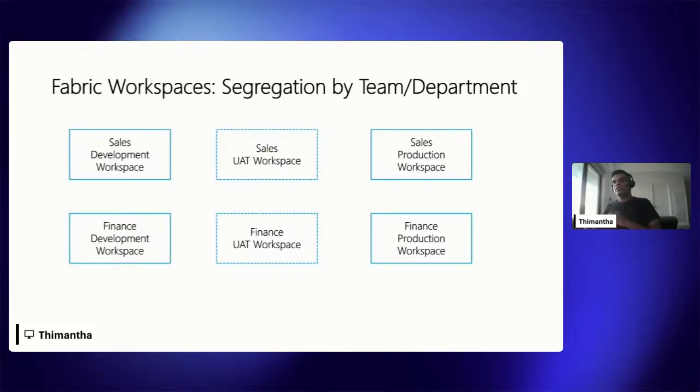So you can see that the best practice of having development to UAT to production workspaces is incorporated when you're segregating the workspaces, right? That is something you need to keep in mind, to always have those environment-level workspaces. So this is one way of segregating workspaces.